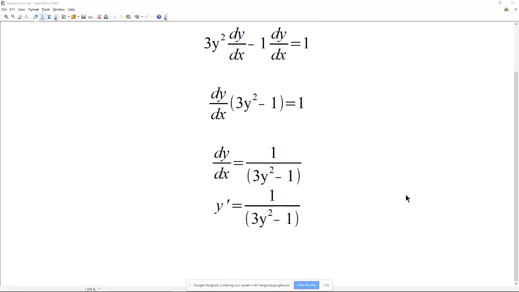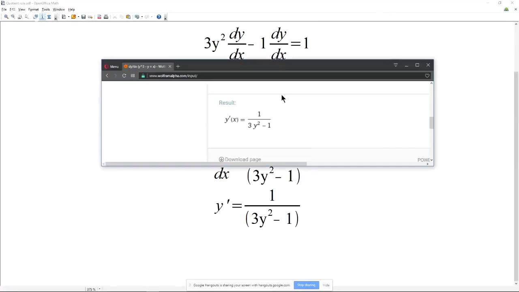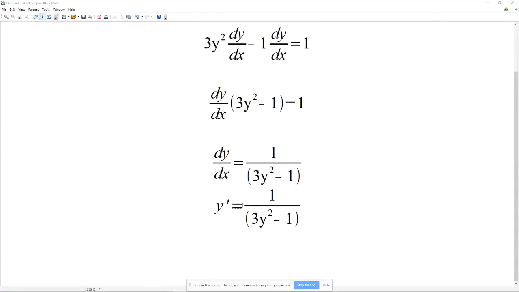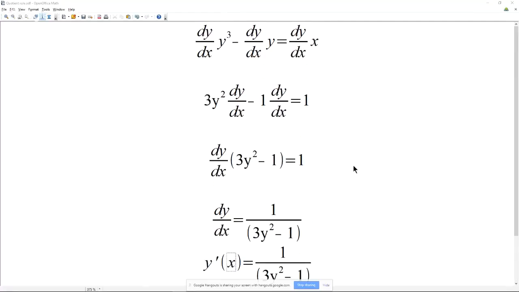Scroll up a bit. I don't get how you get from that to the answer. I'm sorry, which step? From the top formula to the second formula, that step I do not get. Okay, right here, from the one below it. Yes, to that one. All we did was factor out dy/dx. Look, if I take dy/dx and move it out here, I'm left with 3y squared. I take dy/dx, I factor it out, I'm left with minus 1.